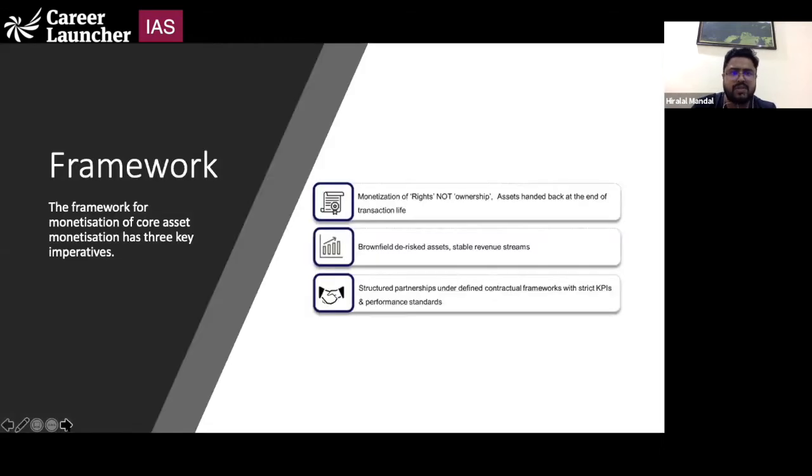The program has made the framework of the National Monetization Pipeline. It has three key imperatives. First, it mentions the monetization of rights, not ownership. This is a significant step that the Government of India is taking, and it is different from the other privatization models that the Government of India has followed so far. So it is suggesting monetization of rights, not ownership. There is no transfer of ownership happening under this program.